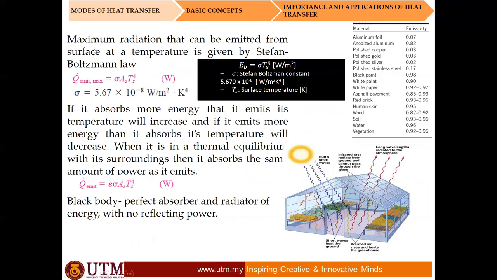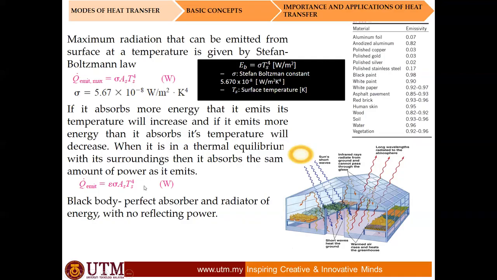Radiation is governed mathematically by the Stefan-Boltzmann law. So Q dot emit is equal to sigma, which is a constant. The value doesn't change; it is a fixed value. A_s is the surface area of the radiation that you want to calculate, not the cross section. T to the power of 4 is the surface temperature. This is the general equation for Stefan-Boltzmann.